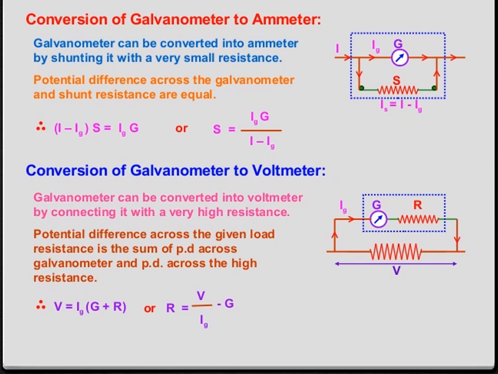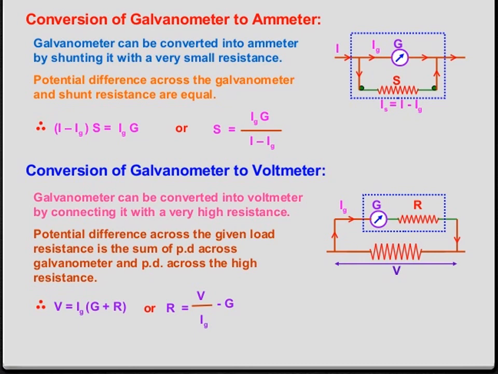Next, the conversion of galvanometer to voltmeter. What is a voltmeter? It is an instrument that is used to measure the potential difference across any two points in the electrical circuit. It should not draw any current from the circuit, otherwise the value of potential difference to be measured will be changed. So, voltmeter must have high resistance, and when it is connected in parallel, it will not draw appreciable current, so that it will indicate the true potential difference.